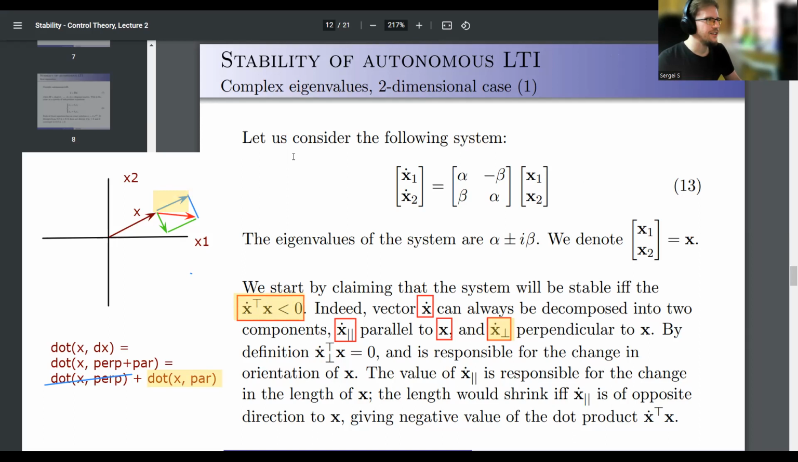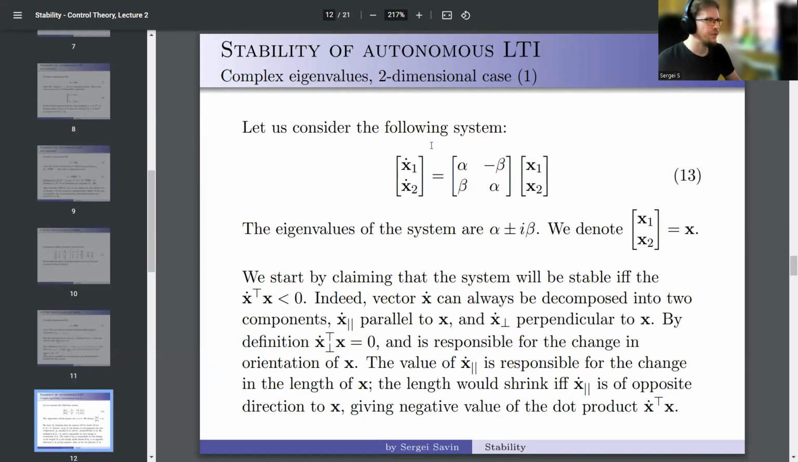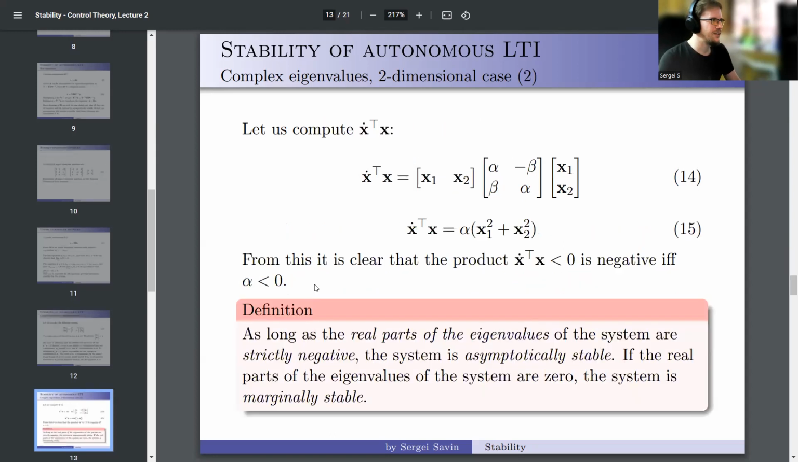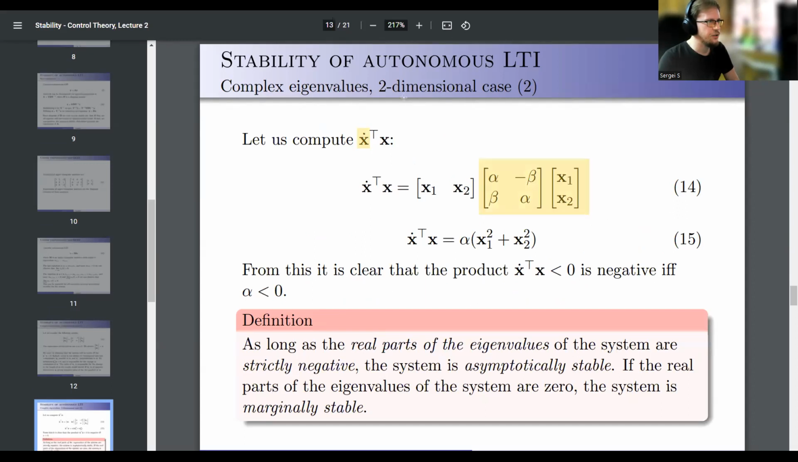Okay. Now let me show you. It's good. We got the criteria. Now let's see what it has to do with eigenvalues. Well, let's compute this guy. This is the expression for this guy. How did we get it? Well, this is x dot, this is x dot, this is x, this is x. That's how we get it. Just substitute, and that's it.